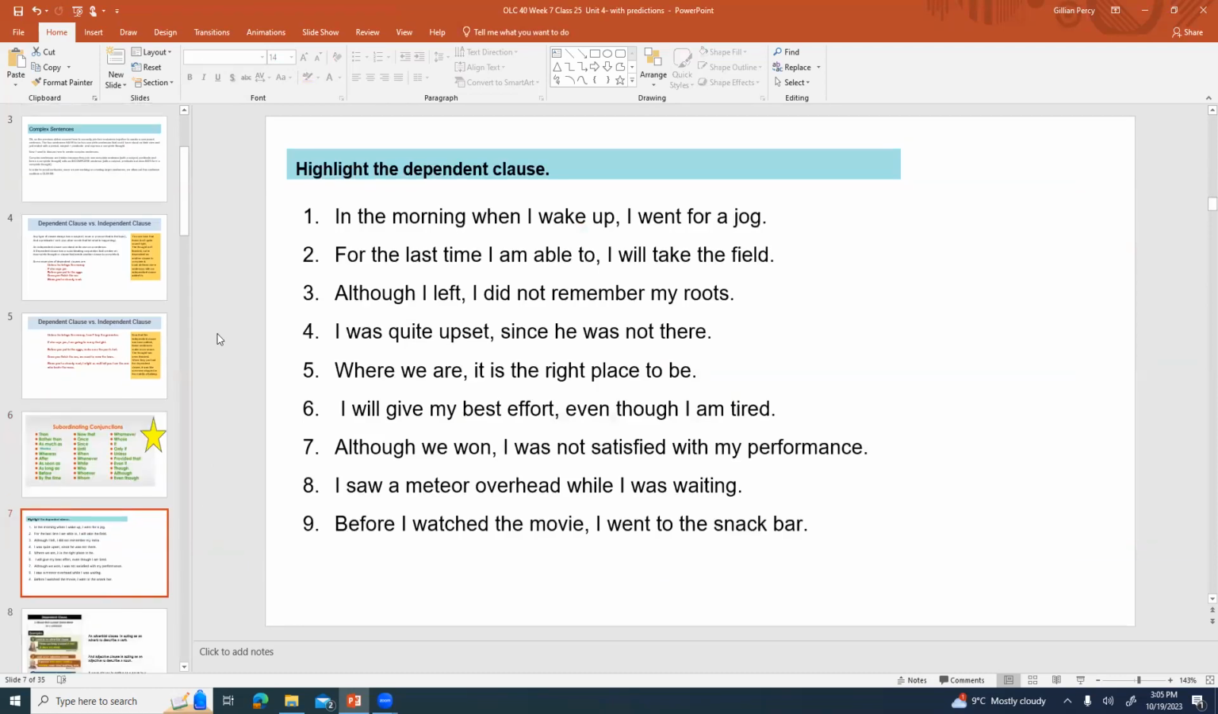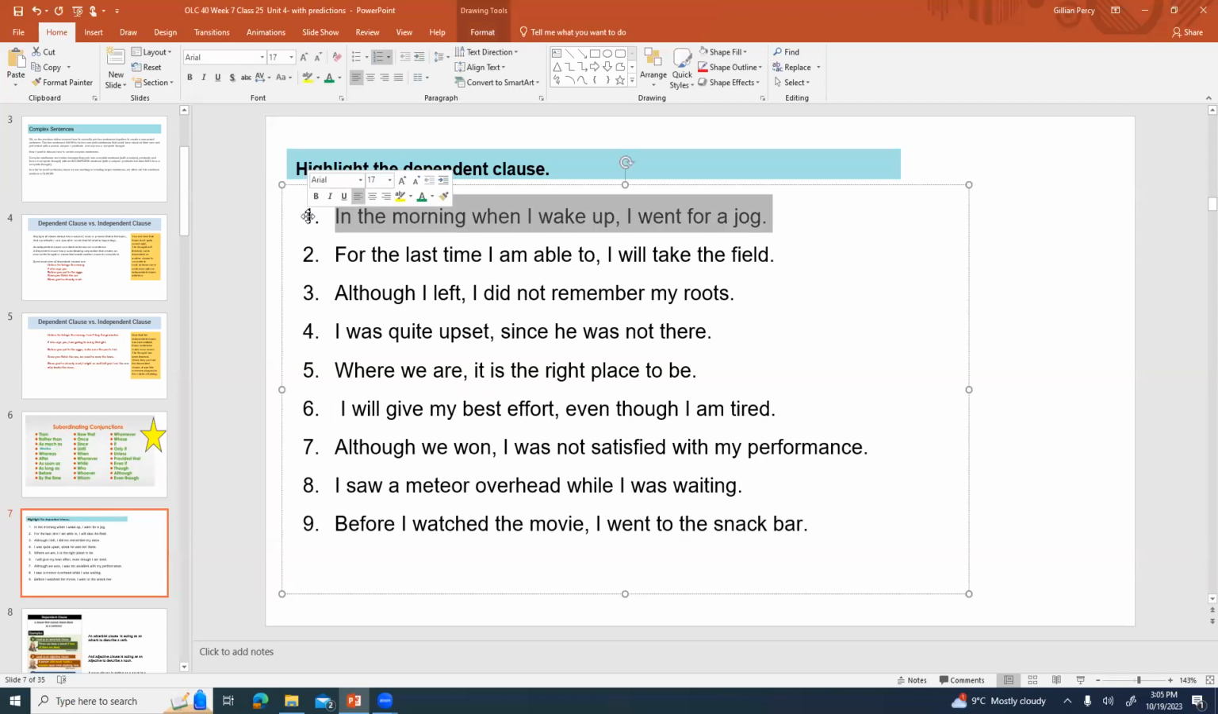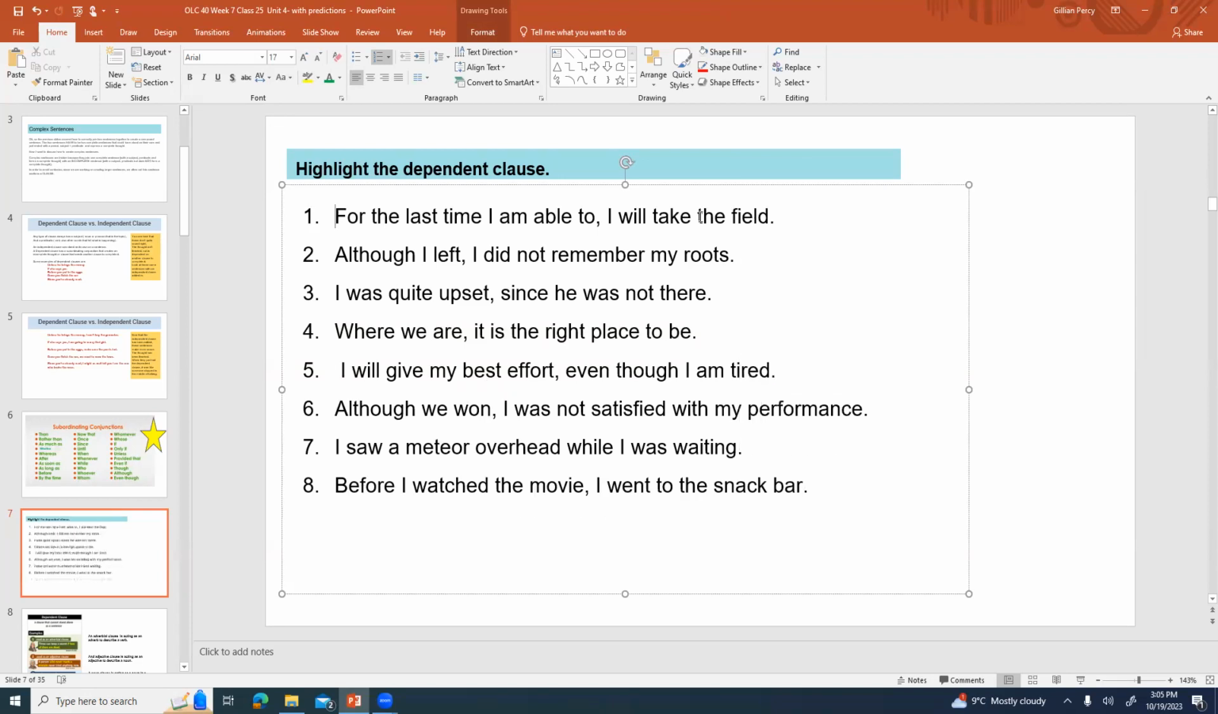Okay, so here, look for the independent clause. The biggest hint is to look for a subordinating conjunction. Now, one or two of these do not quite have a subordinating conjunction, but for the most part they do. I'm going to take out the first one. It was originally in the information package, but I don't think it works very well. Okay: for the last time I am able to, I will take the field.